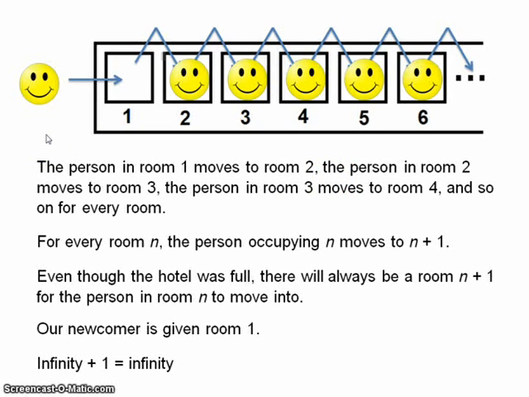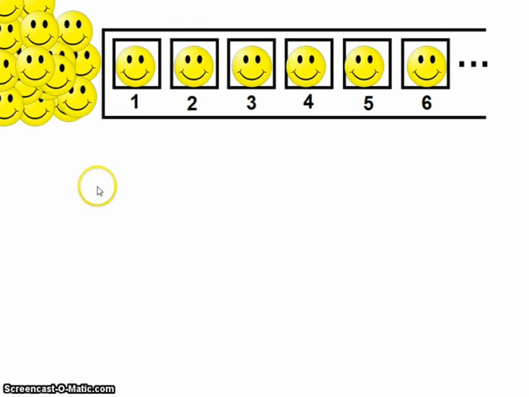But now suppose that instead of just one person needing a room, an infinite number of people turn up wanting a room. So again, we've got our hotel, and every room is occupied. We have an infinite number of rooms, an infinite number of people occupying those rooms, and then an infinite number of people turn up wanting a room. Can we accommodate them? Well, here, again, we actually have a very simple solution.